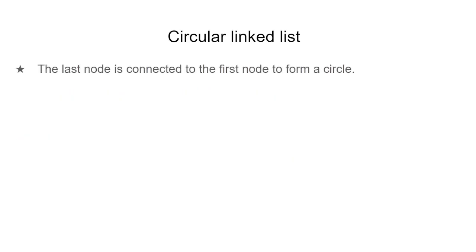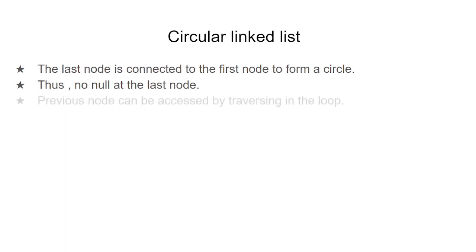And then if we see about the circular linked list, the last node is connected to the first node to form a circle. That is, a circular linked list is basically nothing but a singly linked list or a doubly linked list, but the major difference being that the last node does not point to a null value, but instead it points to the first node. Thus, no null at the last node. The previous node can be accessed by traversing in the loop.